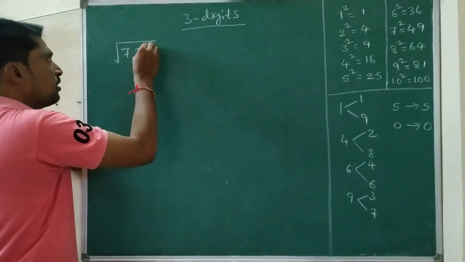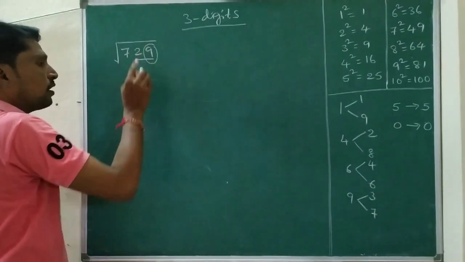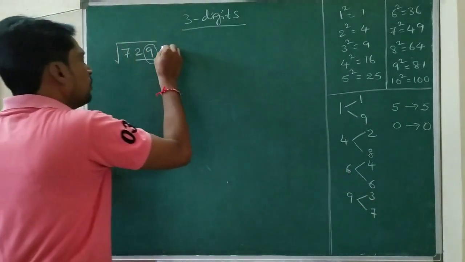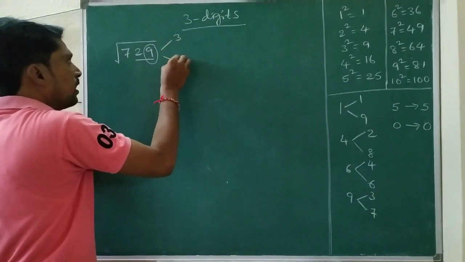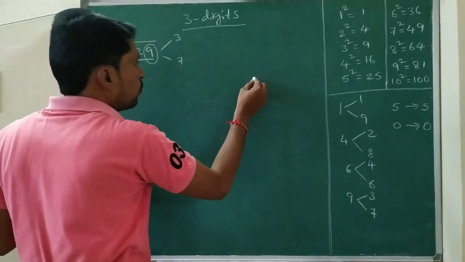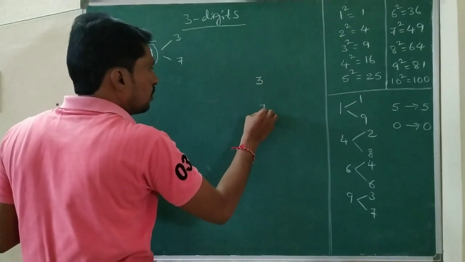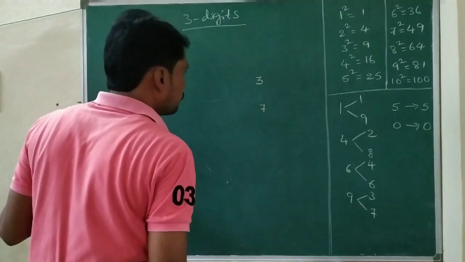What is the unit digit here? 9. 9 in square numbers we get from 3 and 7. So the possible value of the square root in the units place is 3 or 7.